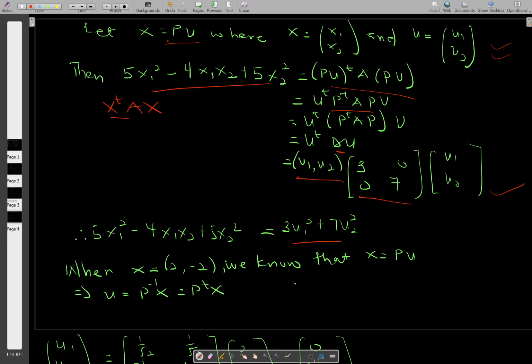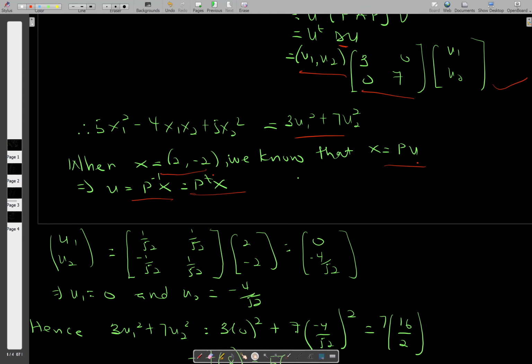We have changed variables. It was in terms of x1 and x2, and this time around it has been changed to u1, u2. And it has no cross product term. Okay, so when x equals 2, negative 2, we know that x equals Pu, and therefore when you make u the subject, that will be P inverse of x. And it's the same as P transpose of x.